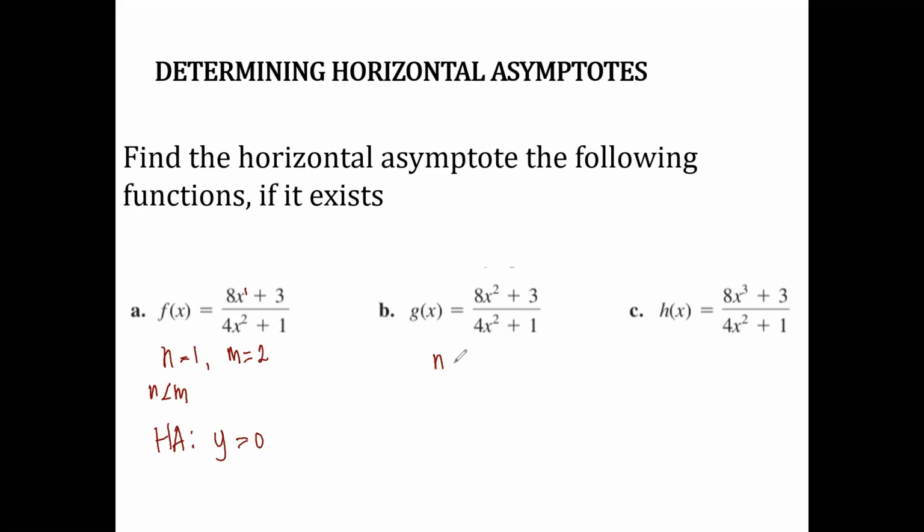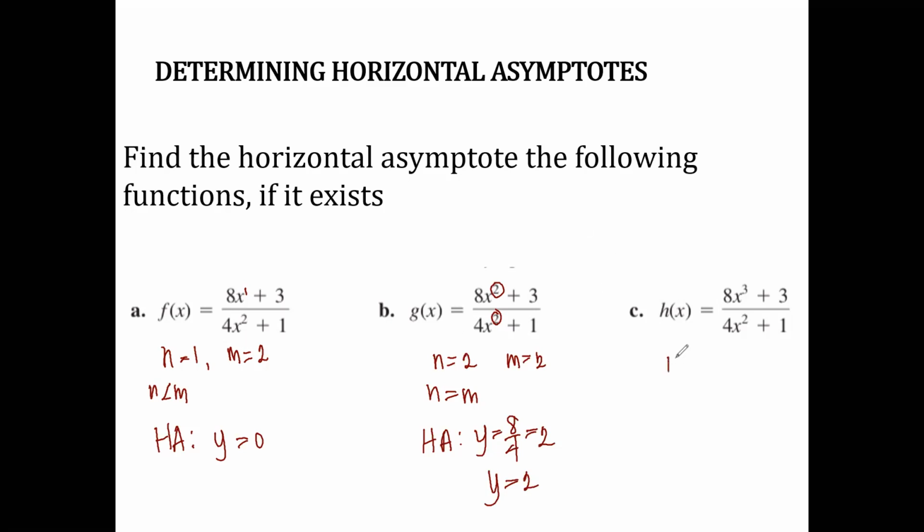Second, the degree of the numerator is 2, and the degree of the denominator is also 2. So what's the relationship? It's equal. So the horizontal asymptote is the ratio of the coefficients. So you have y equals 8 over 4, so it's 2. The horizontal asymptote is y equals 2.